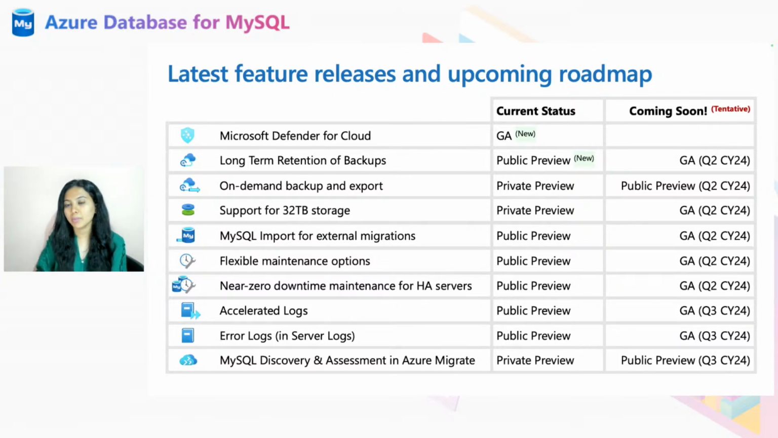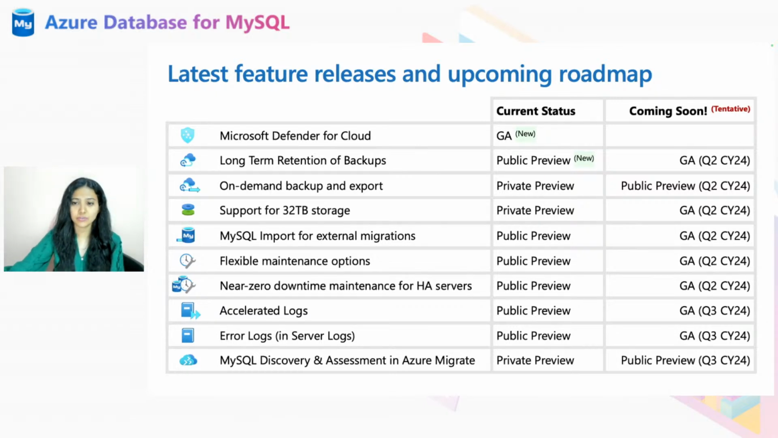Near zero downtime maintenance for HA enabled servers is a feature designed to reduce the maintenance downtime for HA enabled servers, ensuring that in most cases the downtime is around 40 to 60 seconds, which is especially critical for businesses that can't compromise on HA and require a minimum interruption in their database operations. This will be GA this quarter as well.